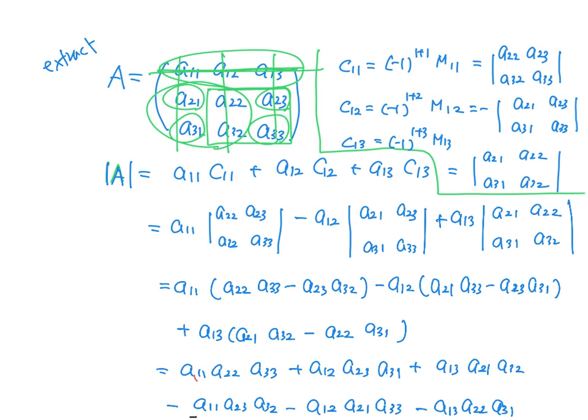So we start with 1, 2, 3, right? We arrange the terms, the product of components, such that the first index is 1, 2, 3, and so on in each term. So this is the common factor. We arrange each term according to 1, 2, 3.